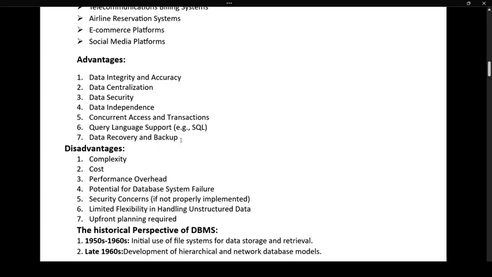For example, if any technical issue occurs in the middle of some process, while we are doing some process on the data, accessing or modifying it, then that information is not lost, it will be backed up. Okay. We can recover the data.